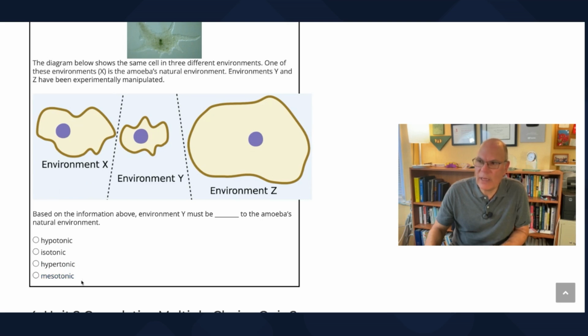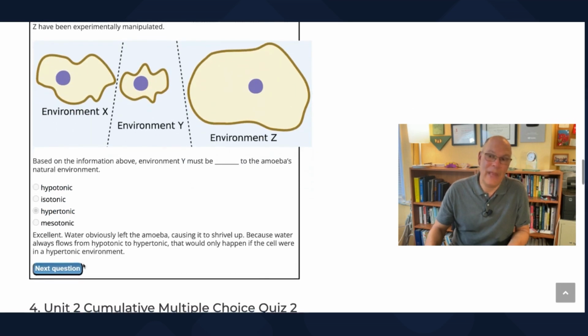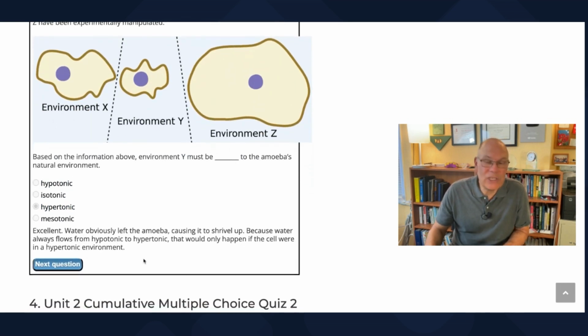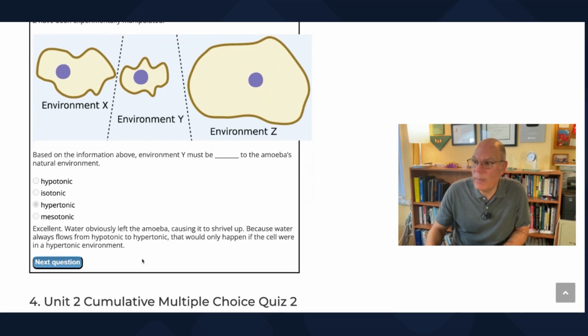Here's how I'm thinking about this. In environment Y, the cell has decreased in size. The way that would happen is that water would have to leave the cell, and therefore the environment must be hypertonic to the amoeba's natural environment. I'm going to click the 3rd choice, and excellent. Water obviously left the amoeba, causing it to shrivel up. Because water always flows from hypotonic to hypertonic, that would only happen if the cell were in a hypertonic environment.